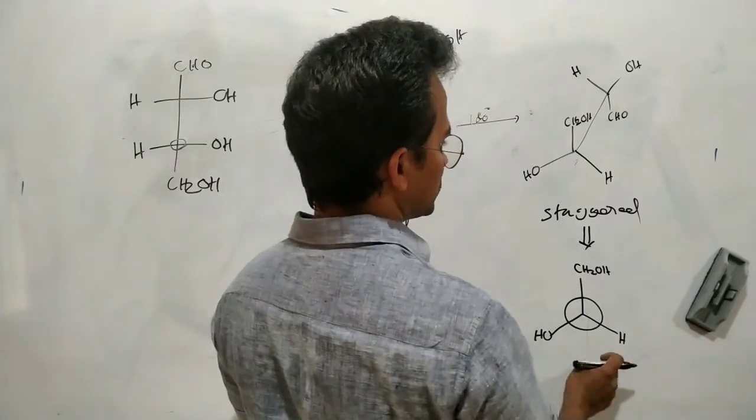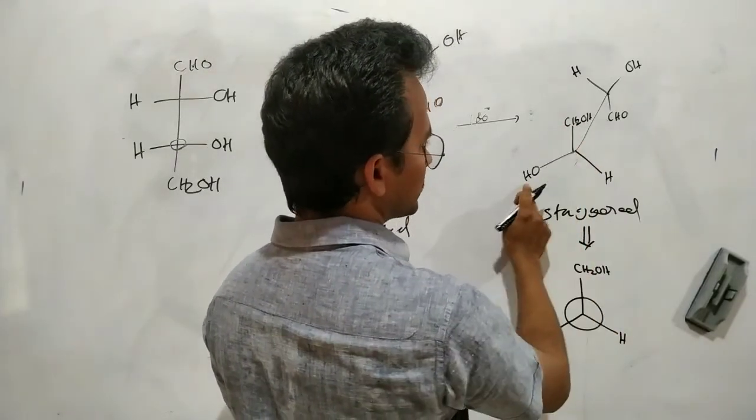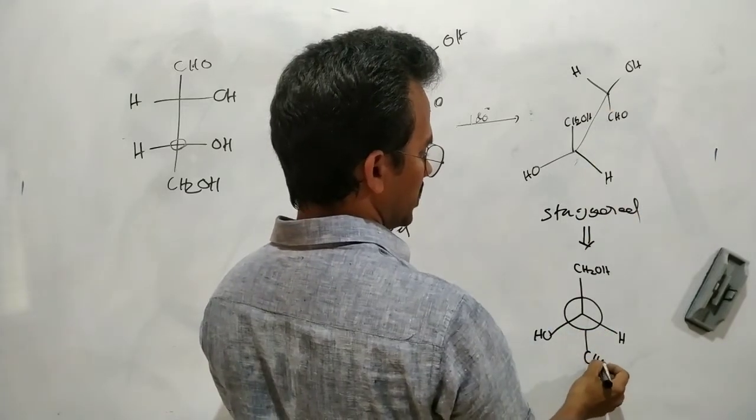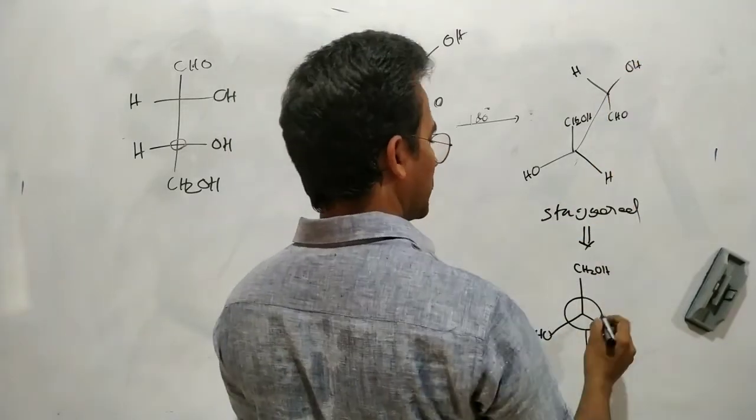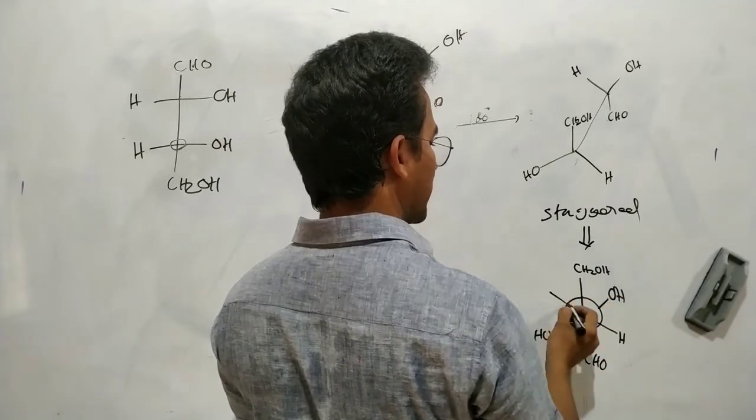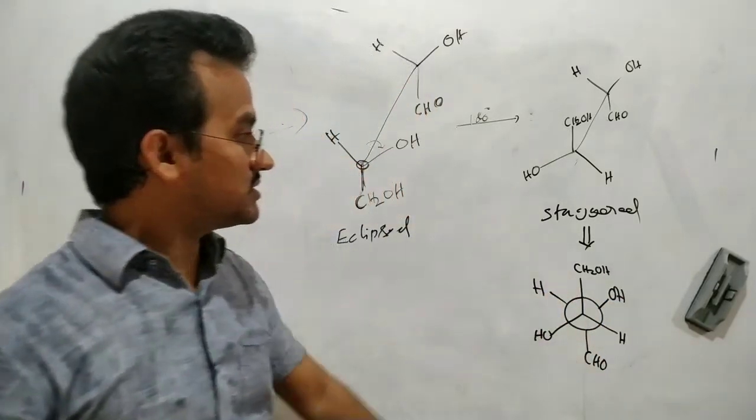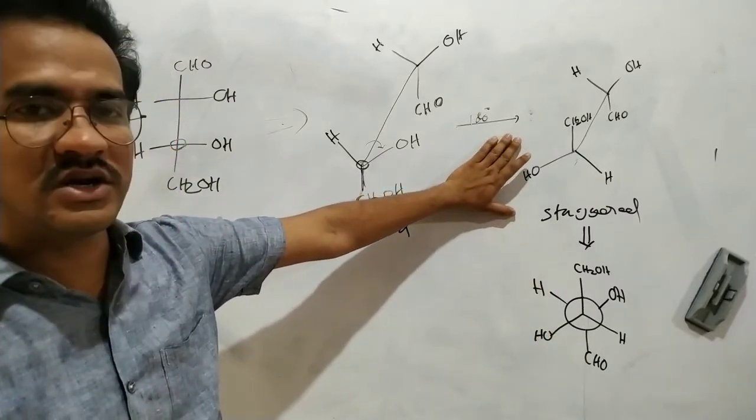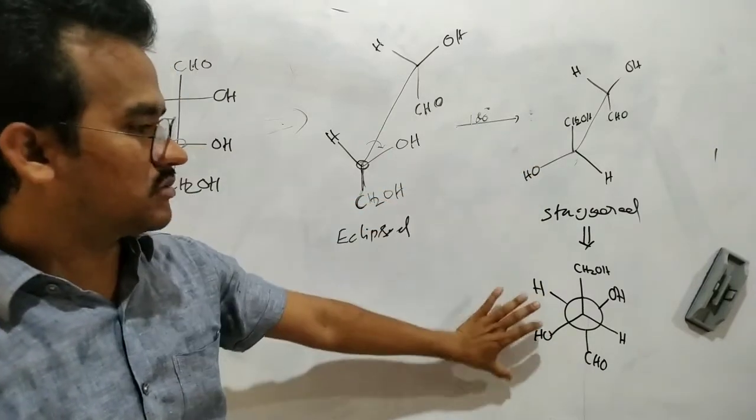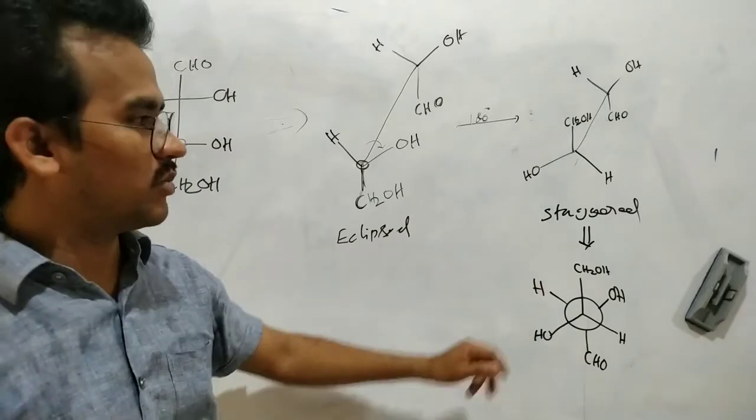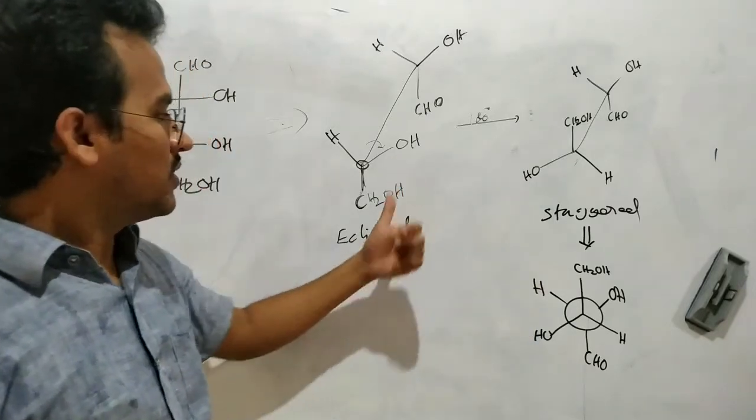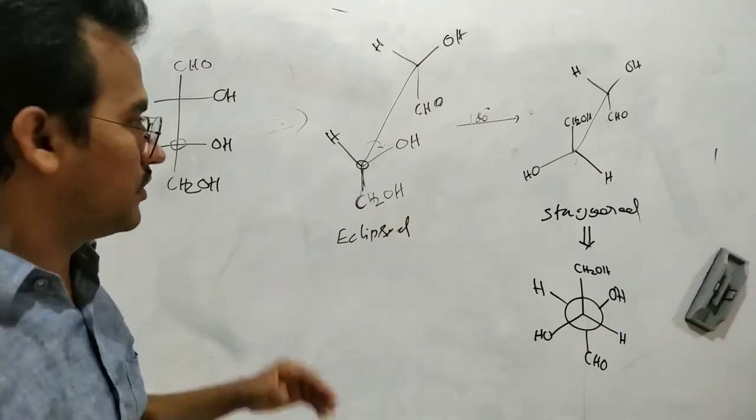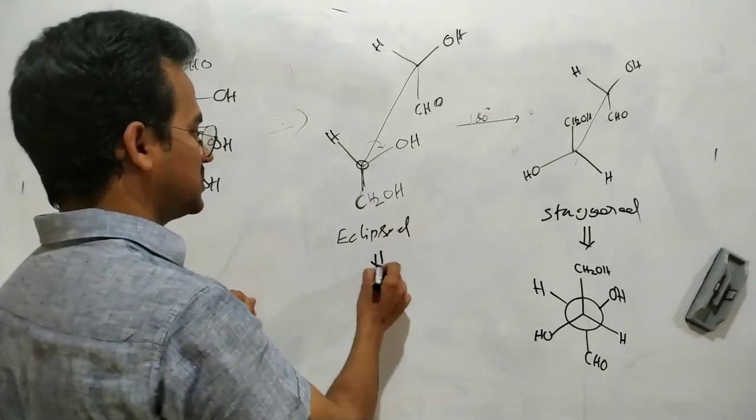So in this case, CH2OH, OH on the left side, hydrogen on the right side. Now coming to this one, CHO in a downward direction, OH on the right side and hydrogen on the left side. This is a staggered conformation. It is also a staggered conformation, but here it is a Sawhorse projection, and that is a Newman projection formula. Now from this Sawhorse formula we can write the Newman formula. So see this one.